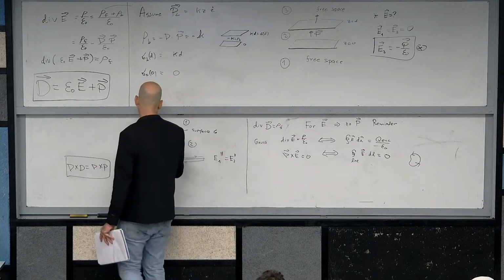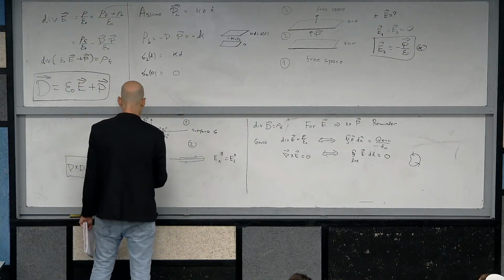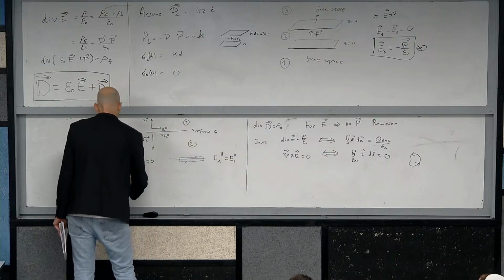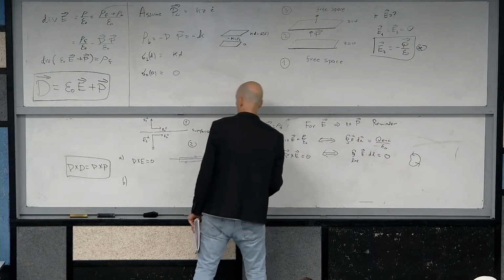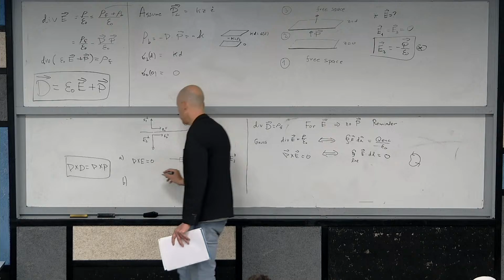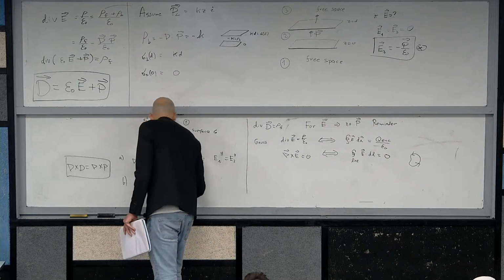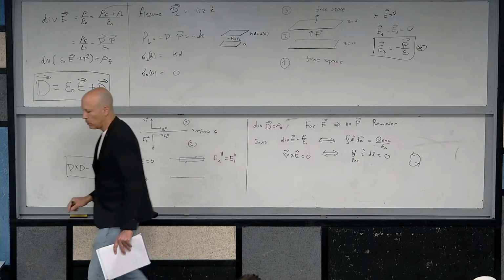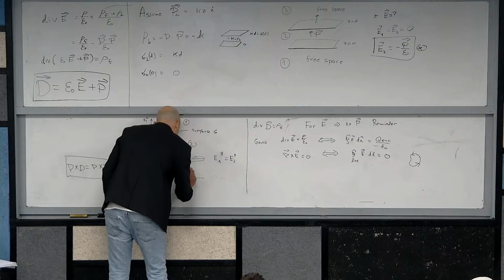And then to calculate these perpendicular components, we use the second law, which is Gauss, this one. And what we do with Gauss law is we build a small box here.